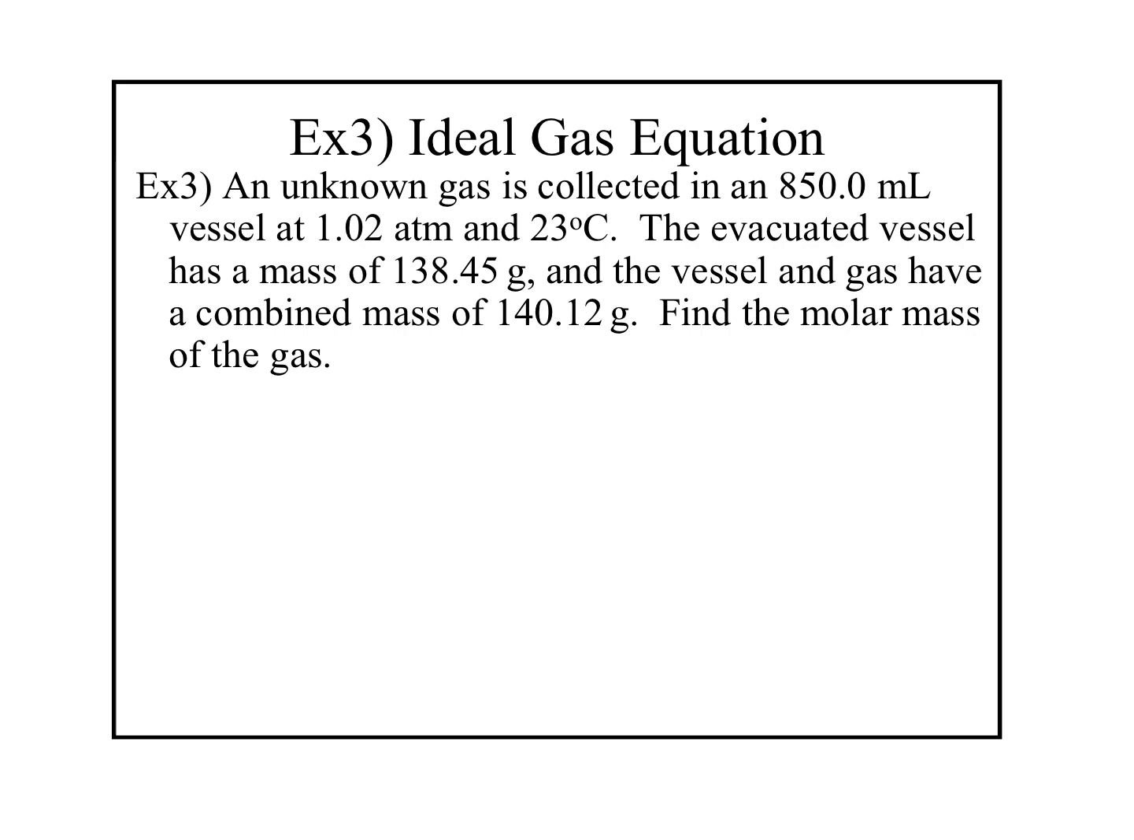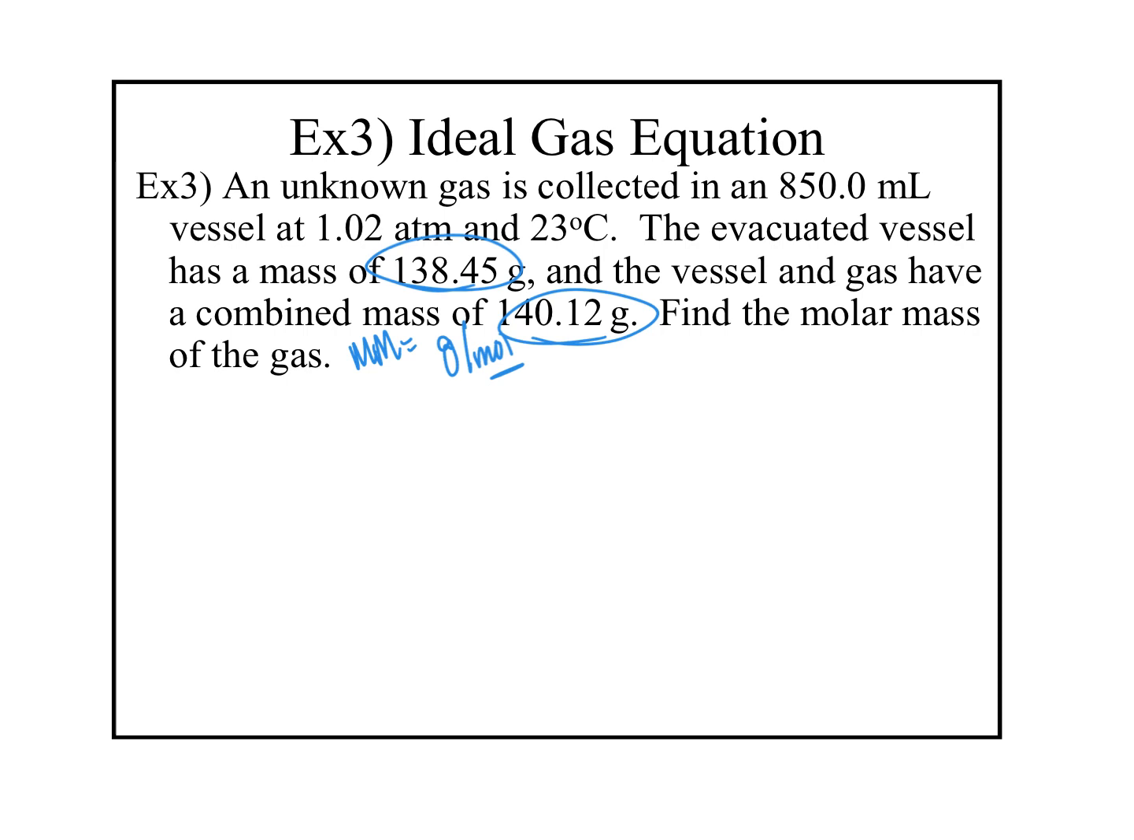All right, next one. An unknown gas is collected in an 850.0 milliliter vessel at 1.02 atmospheres and 23 degrees Celsius. The evacuated vessel has a mass of 138.45 grams, and the vessel and gas have a combined mass of 140.12 grams. Find the molar mass of the gas. So this one's a little more involved. What you need to think about here is, what is molar mass? Think about your units on molar mass. Molar mass is grams per mole. I can figure out grams because I have these numbers here that I can subtract. So what I need to find is my moles.